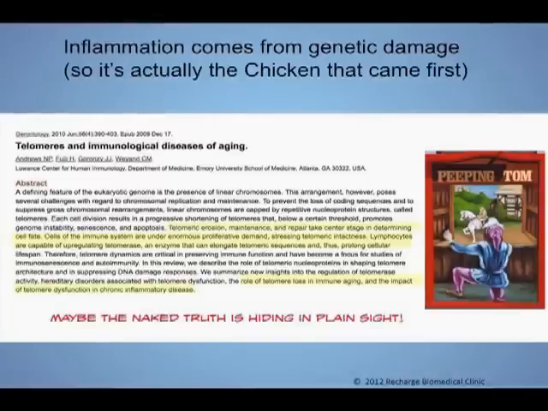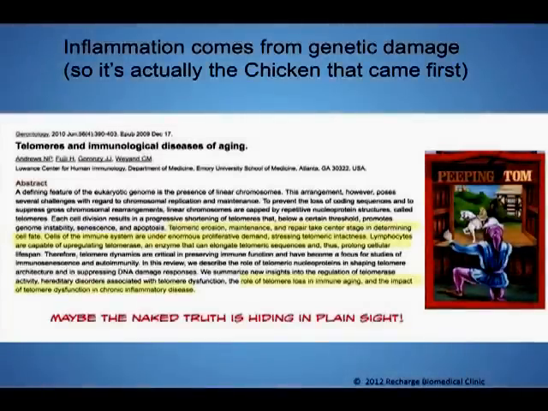So a little more literature. In 2010, they looked at telomeres and the immunological diseases of aging. And this is more of a review article, but they conclude that telomeric erosion, maintenance, and repair take center stage in determining the cell's fate. Cells of the immune system are under enormous proliferative demand, stressing the telomeric intactness. That's a great word. Lymphocytes are capable of upregulating telomerase, an enzyme that can elongate telomeric sequences and thus prolong cellular lifespan. The role of telomere loss in immune aging and the impact of telomere dysfunction in chronic inflammatory disease. That's really what they're talking about.